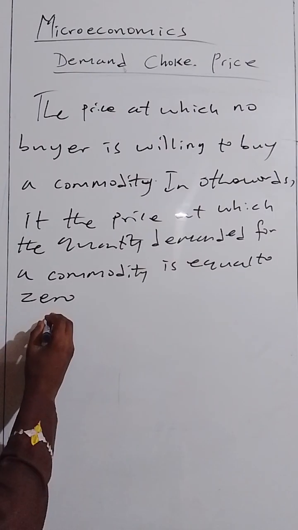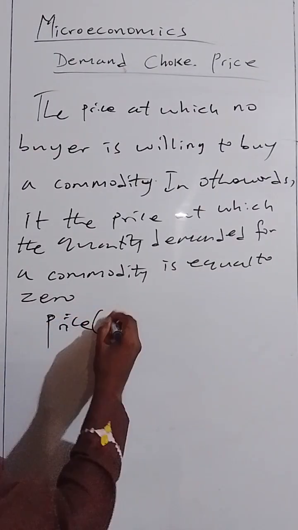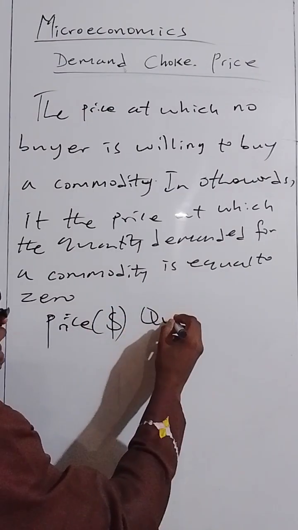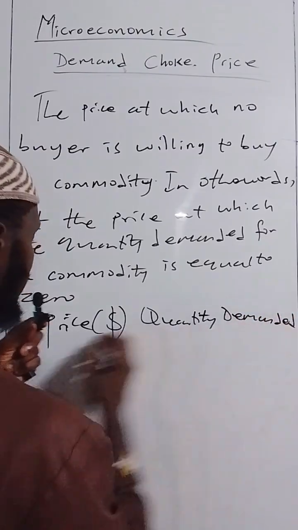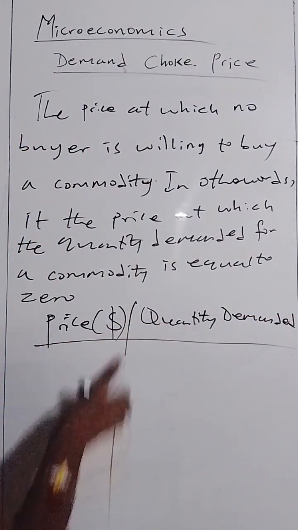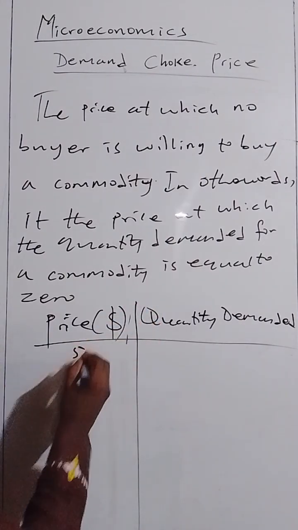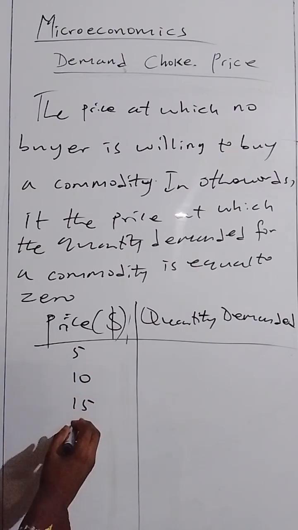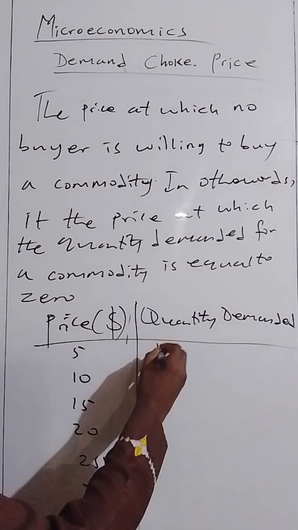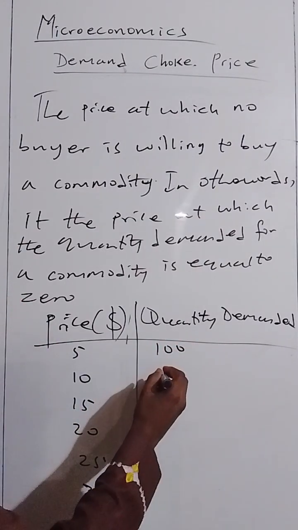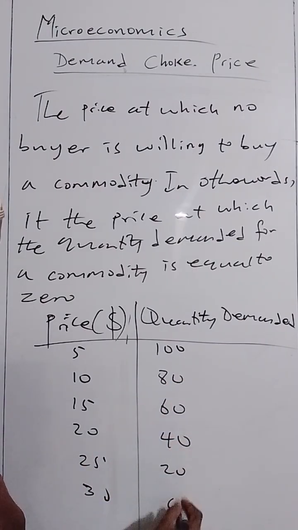Now, let's say we have the price of a commodity here in US dollars, and the quantity demanded. So here, let's say we have 5, 10, 15, 20, 25, 30 for the price, and 100 units, 80 units, 60 units, 40 units, 20 units, then 0 units.